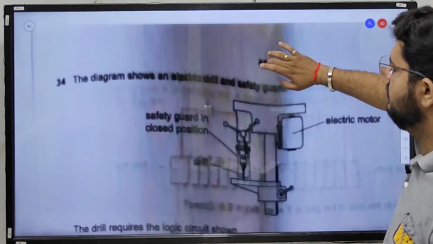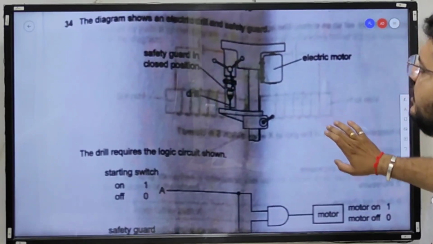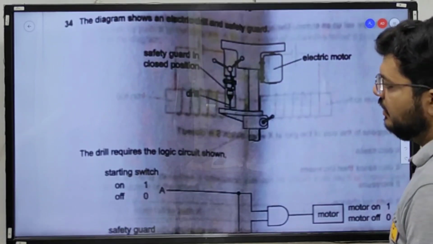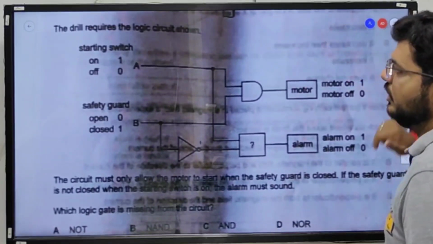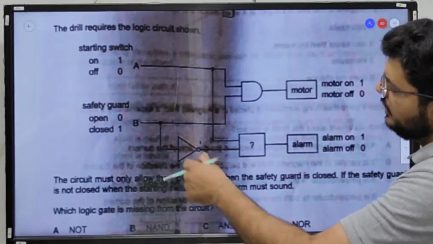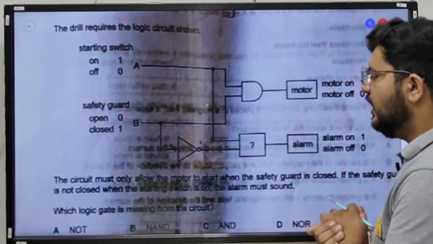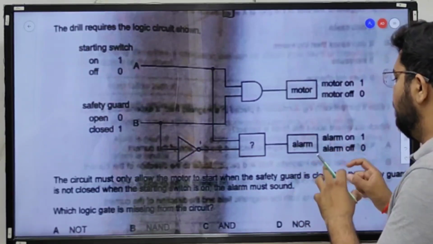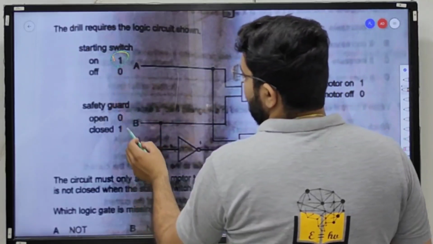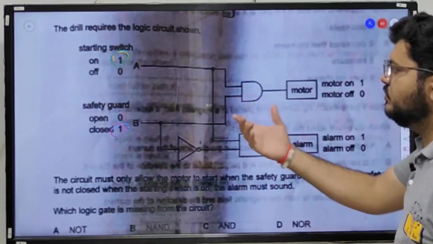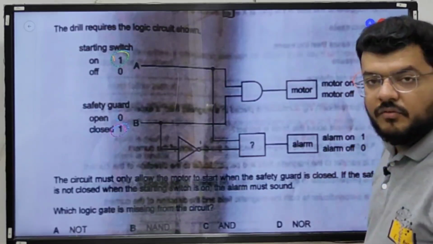Then we have the next question. There's a diagram. The diagram shows an electrical drill and safety guard. The drill requires the logic circuit shown. Let's look at this circuit. Starting switch on off, safety guard open close, and there is a motor and alarm. The circuit must only allow the motor to start when the safety guard is closed. So this works with only one, right? And this has to be an AND gate, multiplication gate, because the motor turns on only when there is 1 in the input.